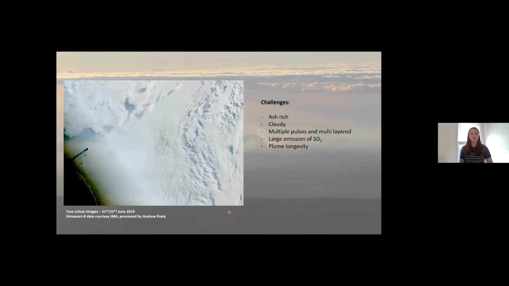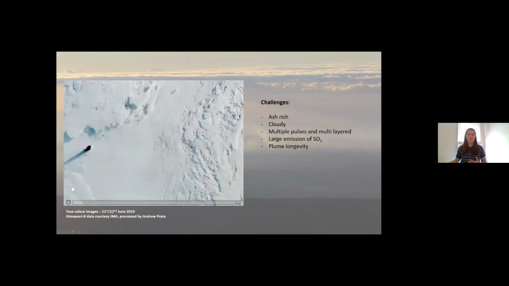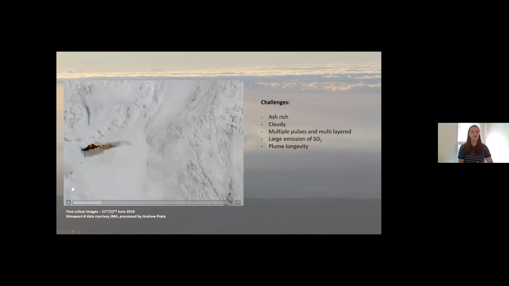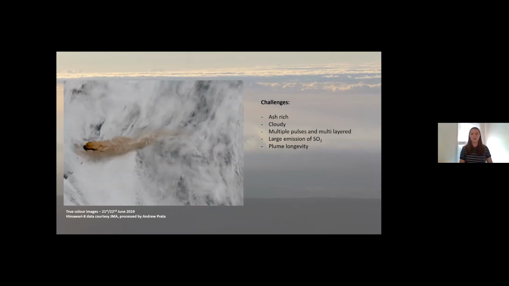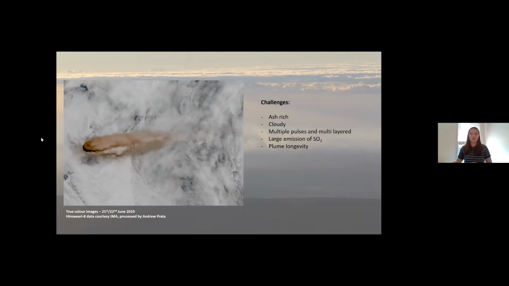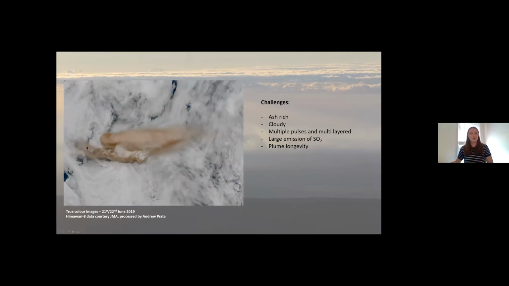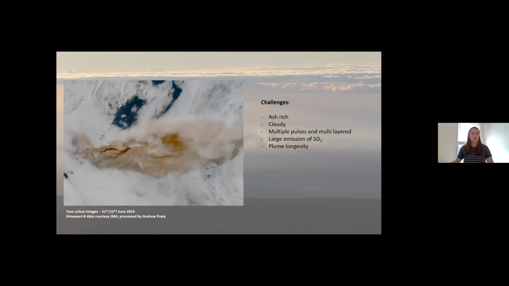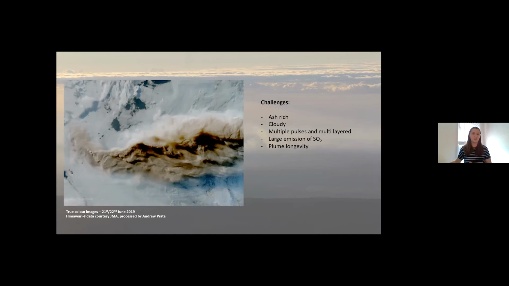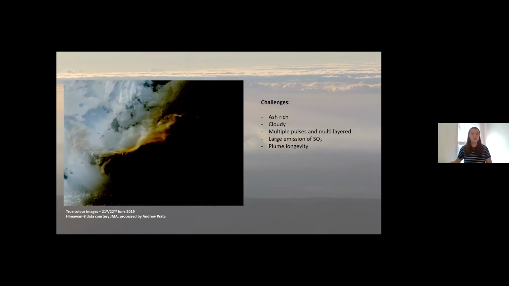So I said it was a very useful case study to use satellite data for. But that doesn't mean that it didn't have its challenges. In fact, in many ways, this eruption has been very challenging to study with IASI, and I imagine other instruments too. You can see on the left here an animation which was produced by Andy. It's true color images from the Himawari satellite. It's a pretty amazing animation showing this plume.